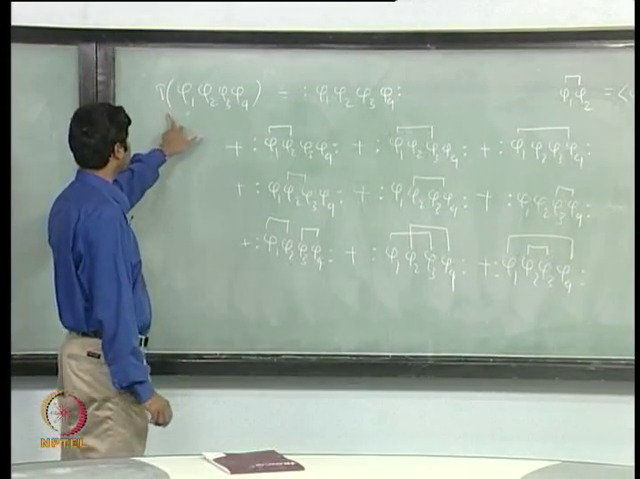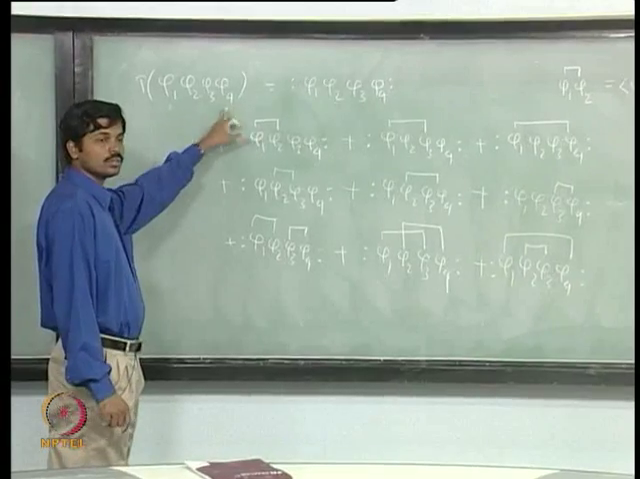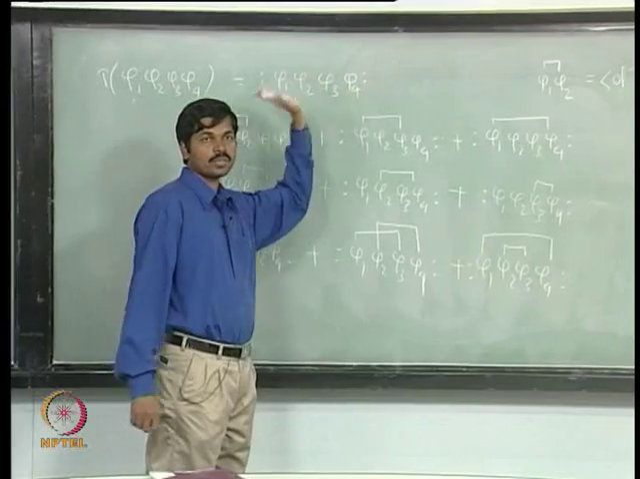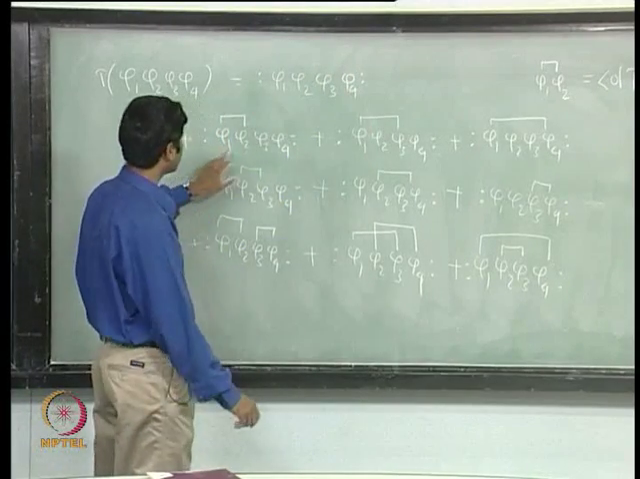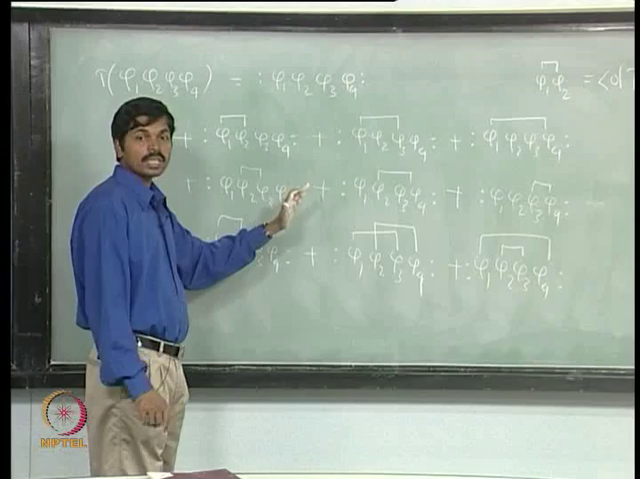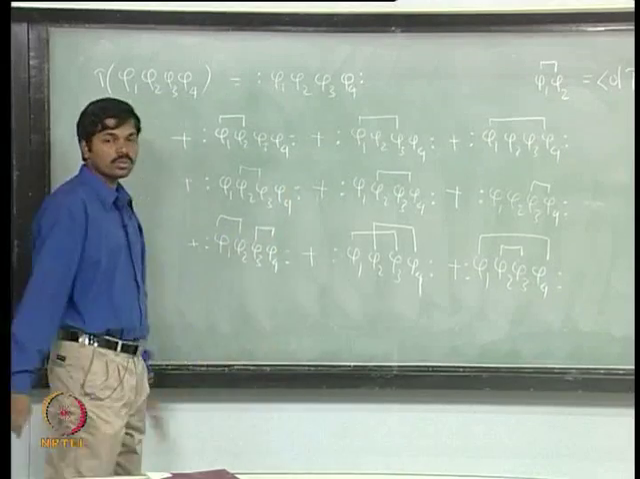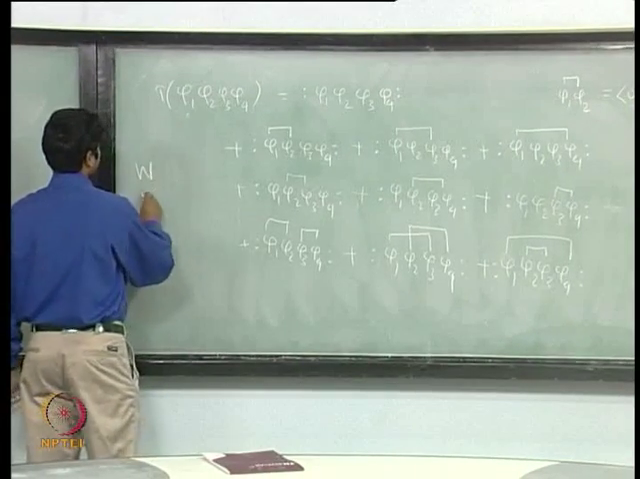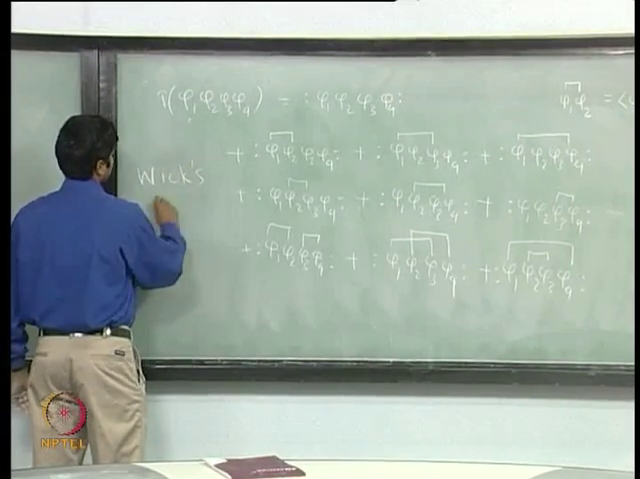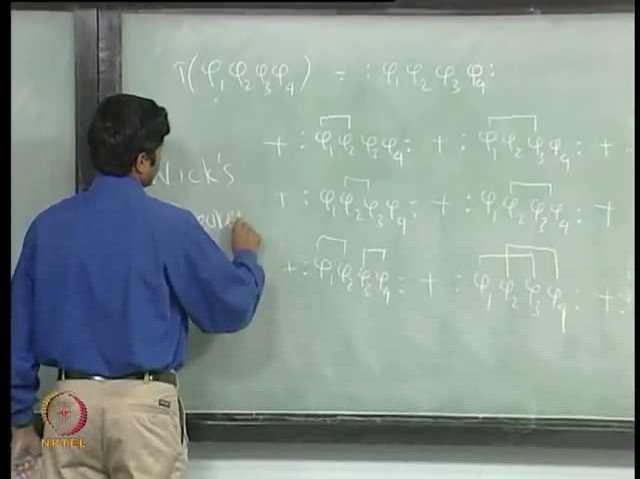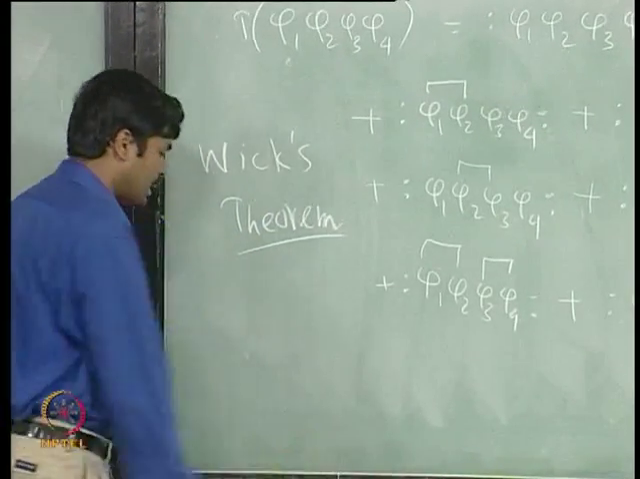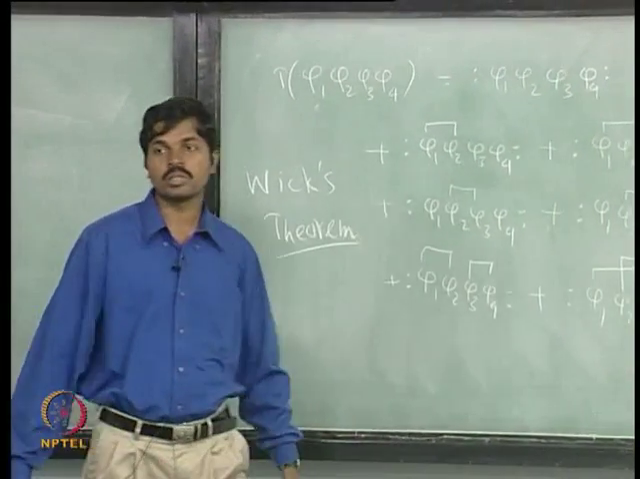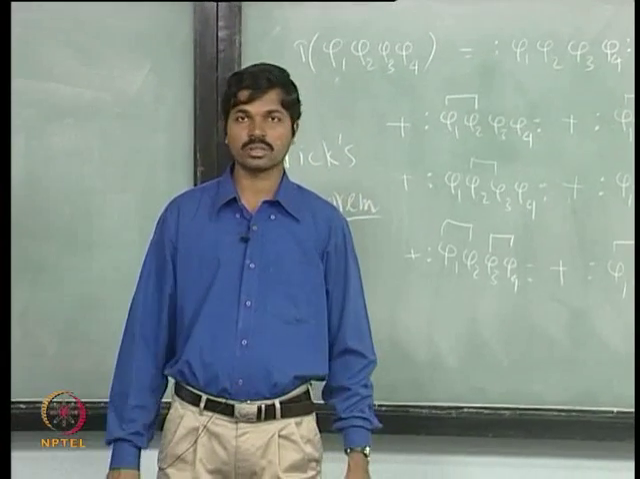So, in general, if there are n terms in the time order product, this will be equal to the normal order product of all these n terms, and then you consider all terms with 1 contraction, then all terms with 2 contractions, and so on. This is what goes by the name of Wick's theorem. So, in the next lecture we will use this to derive rules for evaluating the scattering amplitudes. All right.